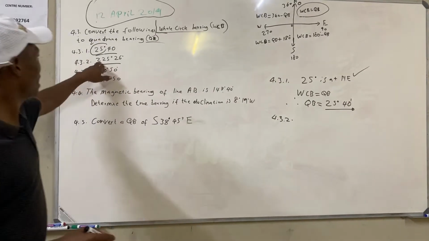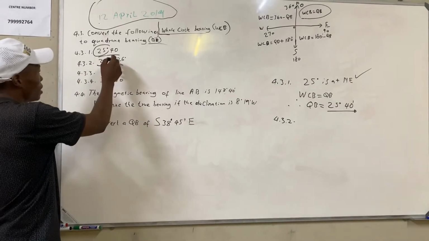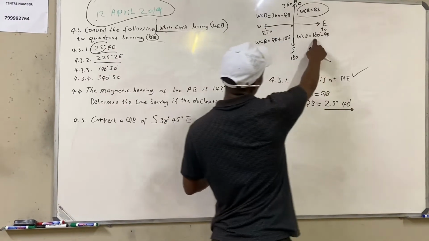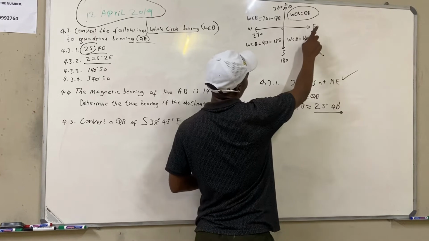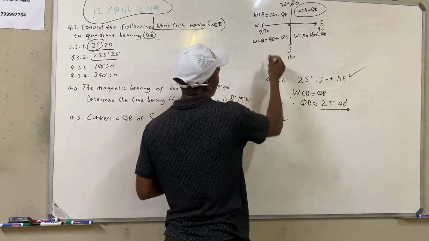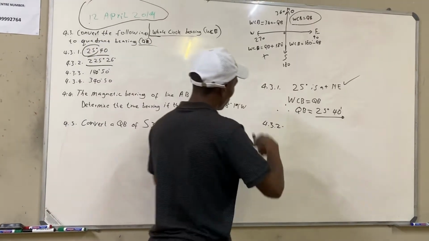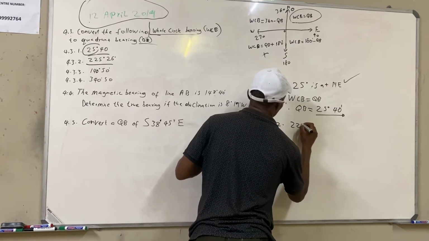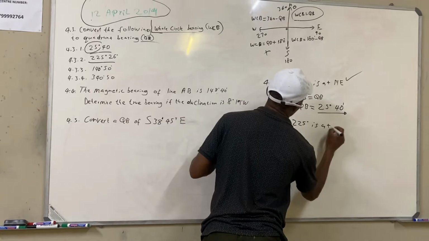We have the angle 225. This is the first angle that we must focus on. Let's check where 225 is. It is between 180 and 270, which means it falls under the third quadrant. So you must make sure that you show the direction. 225 degrees is at where?